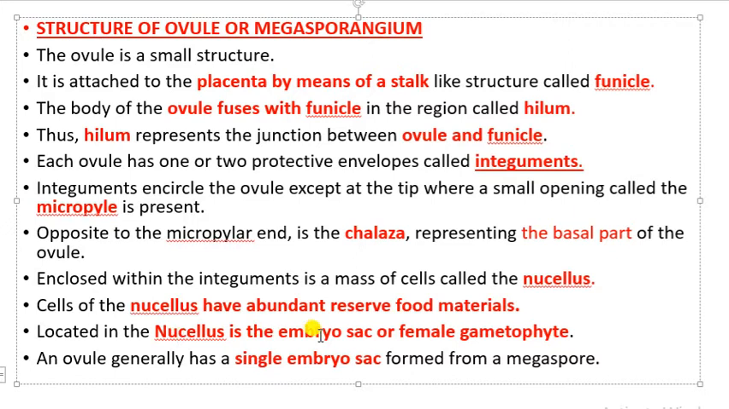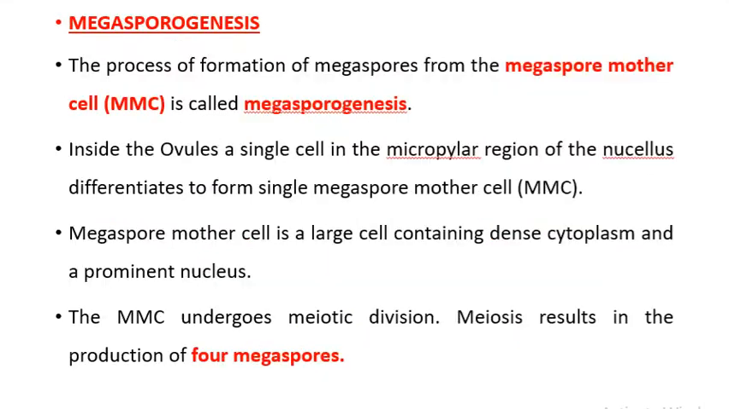Located in the nucellus there is an embryo sac, also known as the female gametophyte. So within this nucellus, the female gametophyte or the embryo sac is present. An ovule generally has a single embryo sac which is formed from a megaspore.